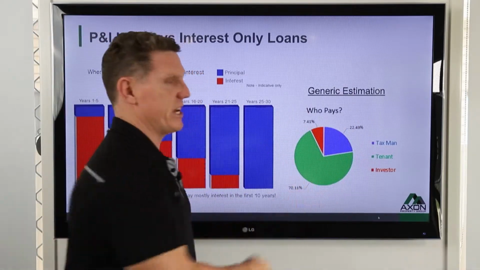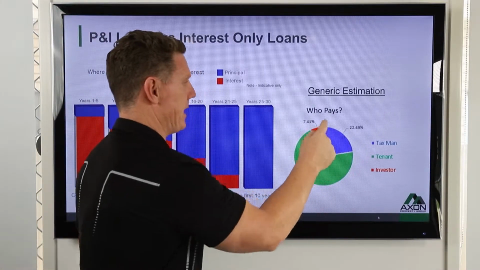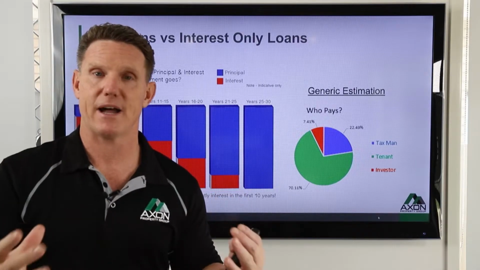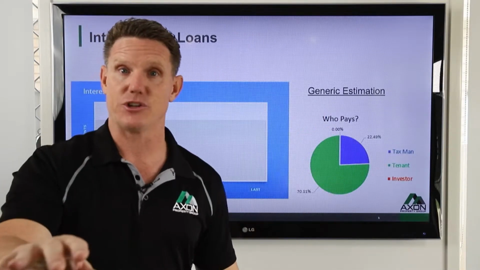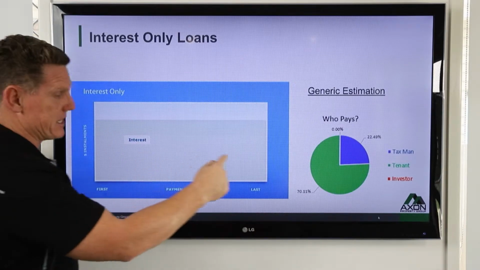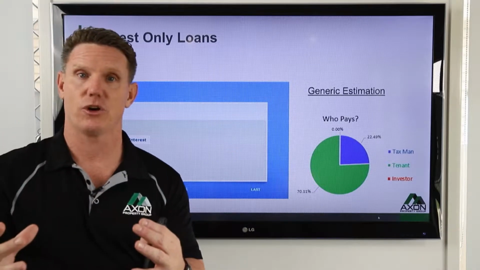So what does that mean from a generic estimation perspective? Between the tenant, between the taxman, and between yourself, there's almost like a healthy little ratio there about who's paying the mortgage. Conversely, if we choose to do an interest-only loan, whereby the first payment is the same as the last payment, you're not trying to salami slice the loan off yourself.